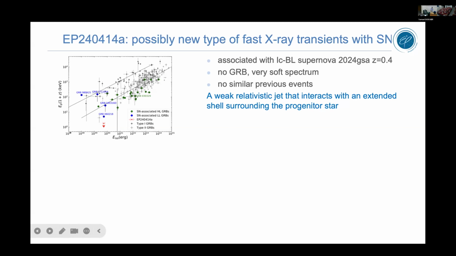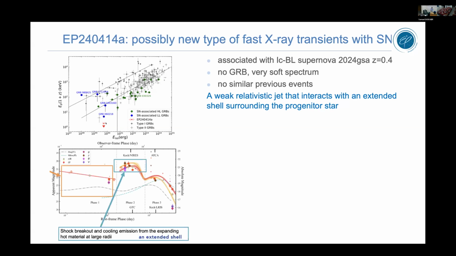And from this plot, this is the so-called Amati relation of GRB. It's the peak energy in keV versus the isotropic energy of the prompt emission. And here is this event. It's deviated from the common relation of the GRB. That means the X-ray spectrum of this event is very soft. The peak energy is very low. We only have the upper limit of it, so we didn't measure the exact value of it.